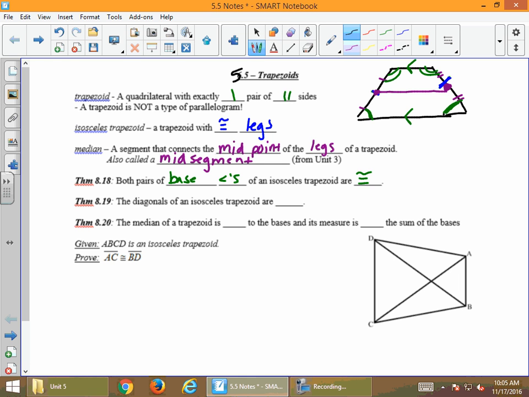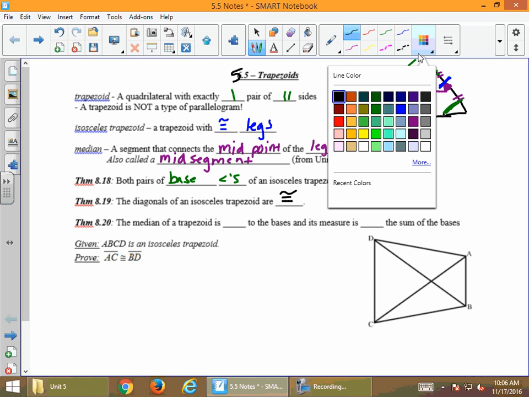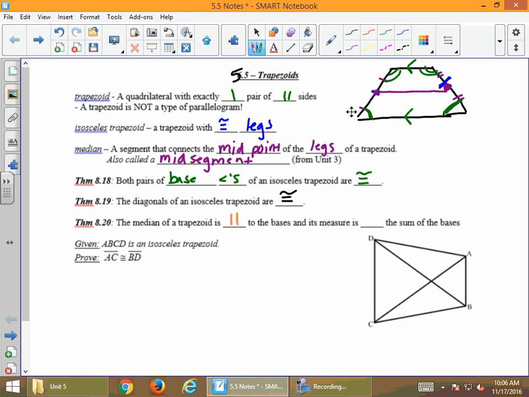Diagonals of an isosceles trapezoid are congruent. So if you have an isosceles trapezoid, the diagonals, the lines that go across, are the same. And another important one is the median of a trapezoid is parallel to the bases. So this middle line right here is parallel to the top and the bottom. So those three lines will never touch.